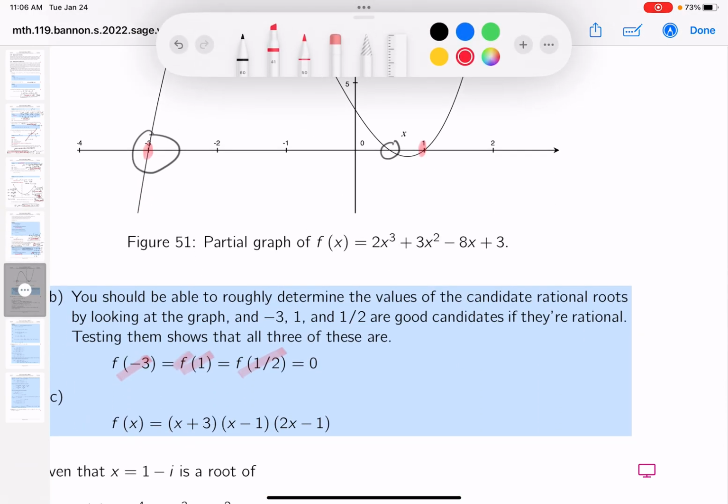Which one did I do first? I did f of 1, I showed 0. What's the next one I did? I did f of minus 3. How did I do that? I looked at the picture, and then we did this one over here, and that was relatively easy. And it all turned out to be 0.